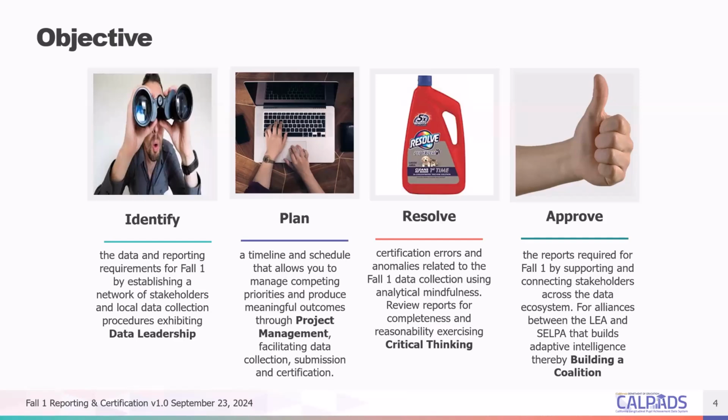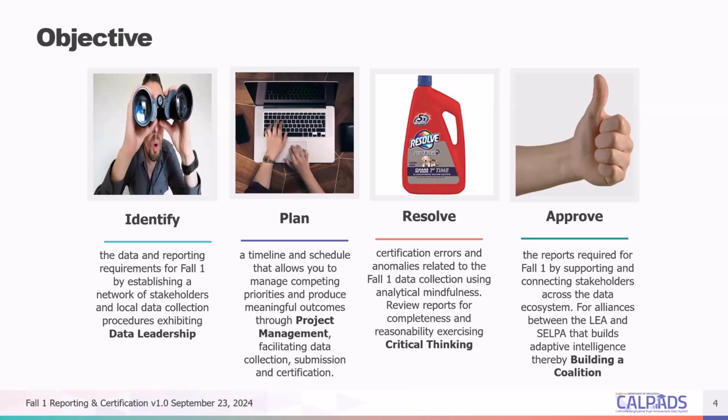We find that some of the more successful data coordinators have scheduled out a whole timeline for their LEA. We want you to be able to resolve certification errors and the anomalies related to the Fall 1 data collection using analytical mindfulness. We want you to be able to review the reports for completeness and reasonability. This would be an exercise in critical thinking. A lot of what CalPADS is not spelled out. We have to have the confidence to use critical thinking and make decisions in reporting data, making error corrections, looking at reports and making sense of them.